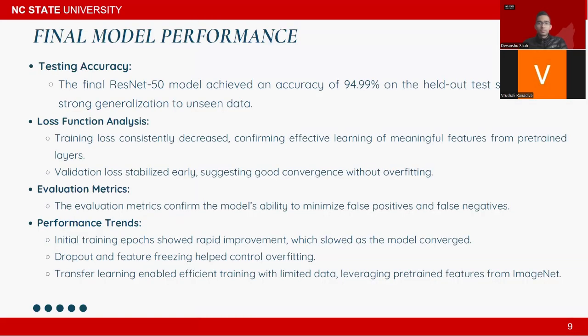The ResNet 50 model demonstrated stable convergence. Training loss steadily decreased while the validation loss plateaued early, which indicates no overfitting. Evaluation metrics confirm the model's capability to minimize both false positives and false negatives. The initial training epochs showed rapid improvement, and dropout regularization further ensured the model's stability. Transfer learning proved especially effective for the classification task with limited training data.